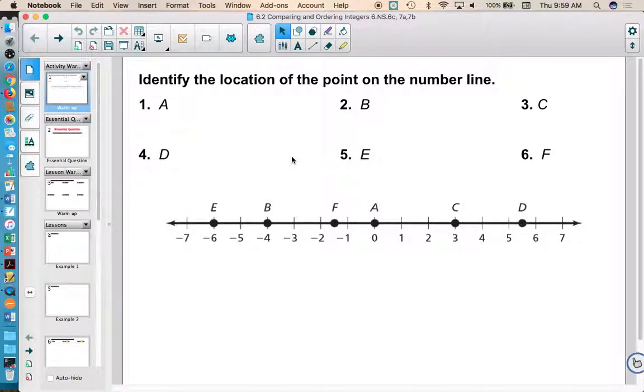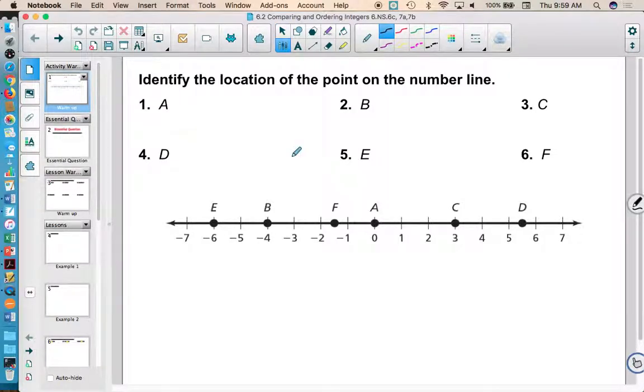Yeah, a number line in social studies would be like a timeline. Have you ever created one? Okay. Identify the location of the point on the number line. So you have to find the location of each of the points on the number line. What is the location of A on my number line?